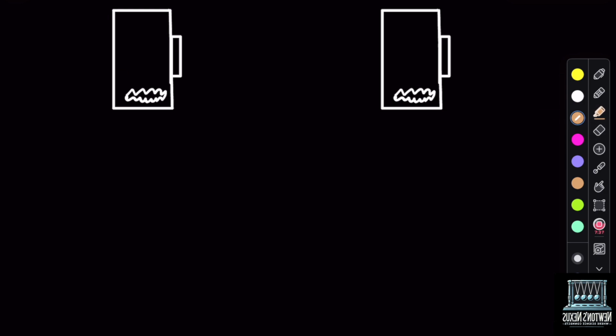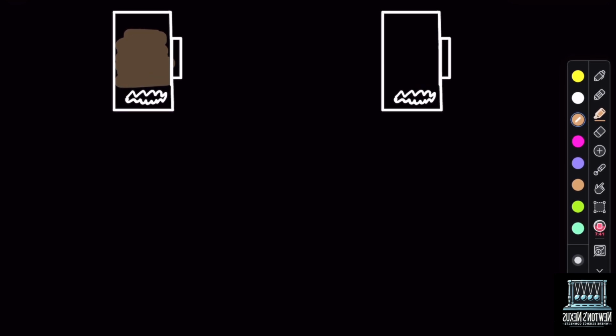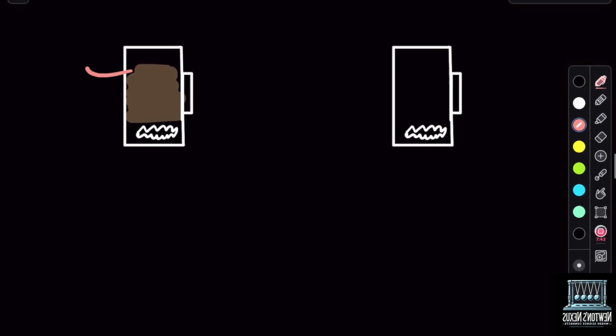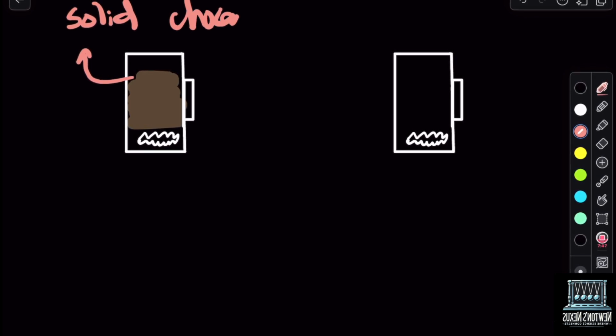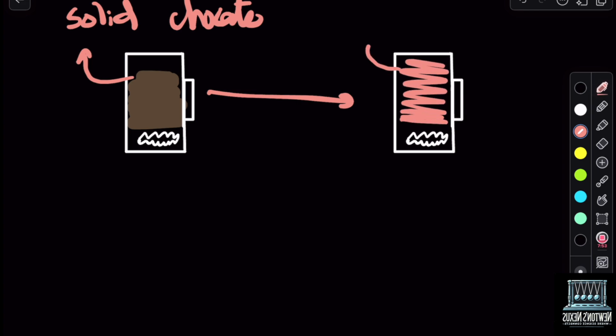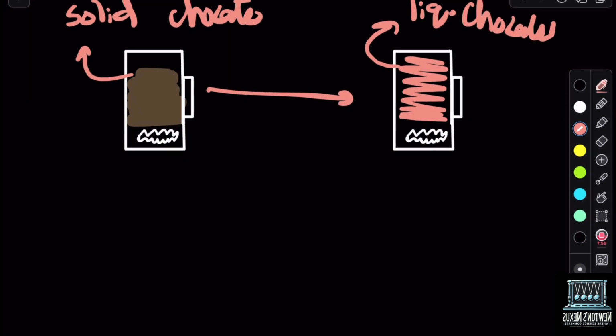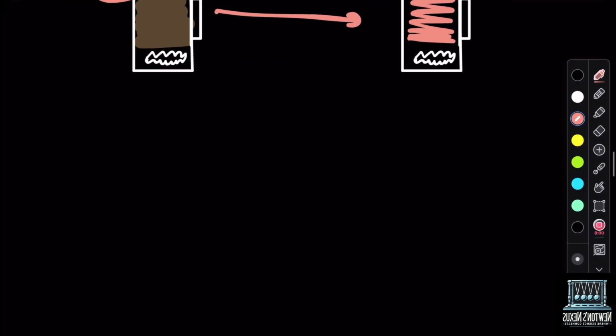So my input is chocolate. Well, that's solid chocolate. My input is solid chocolate, and my output is simply liquid chocolate. So my output is liquid chocolate, and my input is solid chocolate.